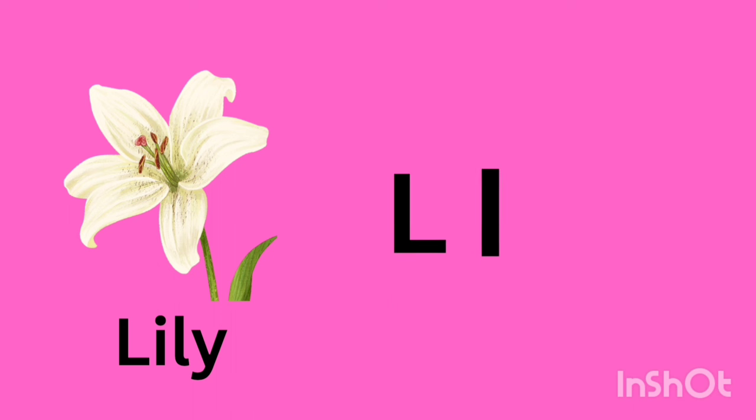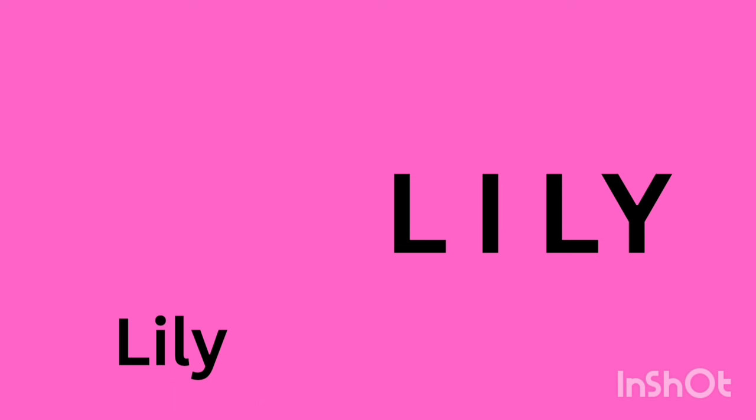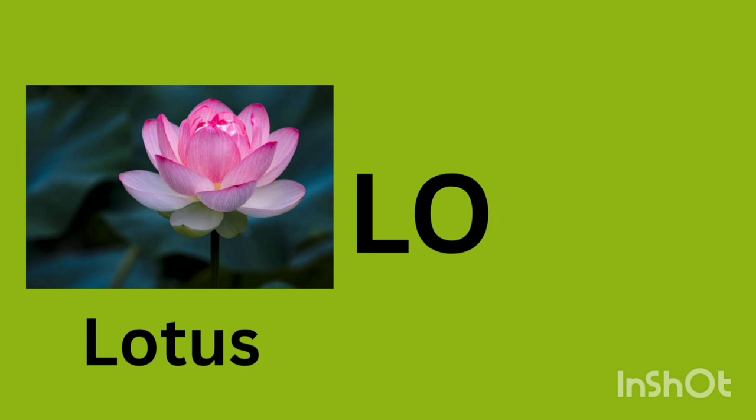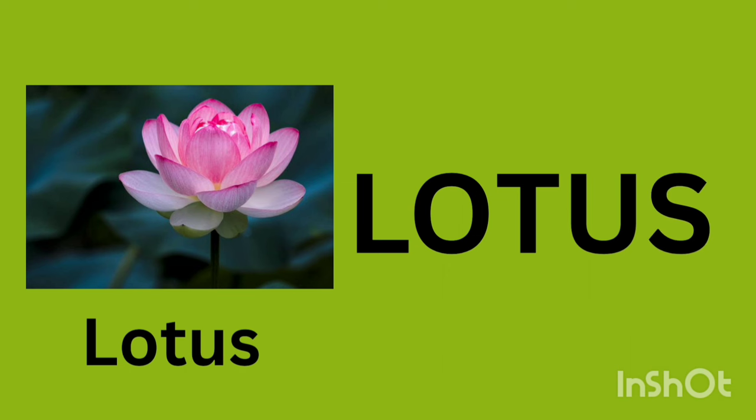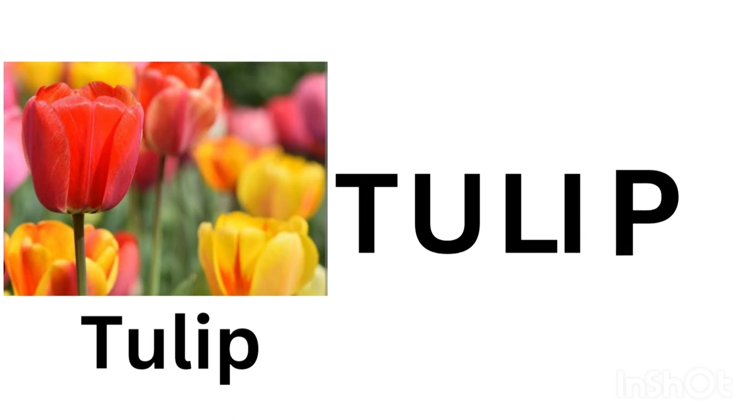Lily. This is a lily. It spells L-I-L-Y. Lily. Lotus. This is a lotus. It spells L-O-T-U-S. Lotus. Tulip. This is a tulip. It spells T-U-L-I-P. Tulip.